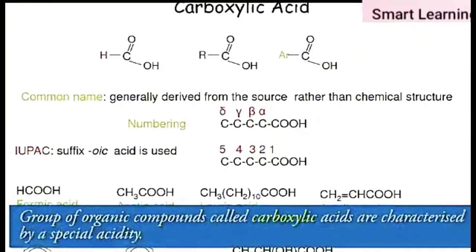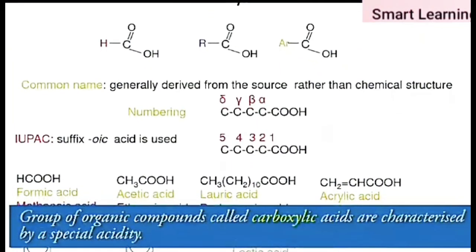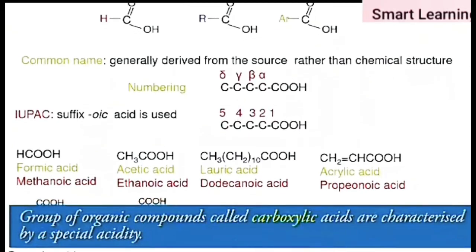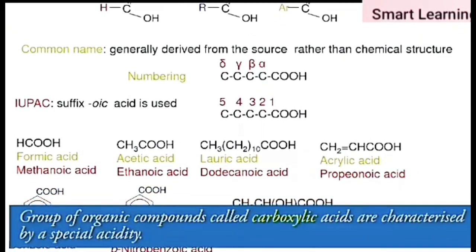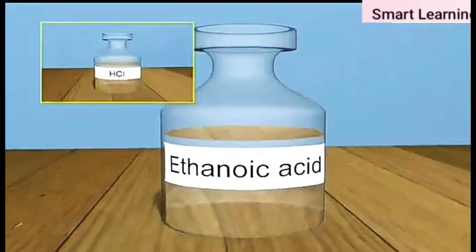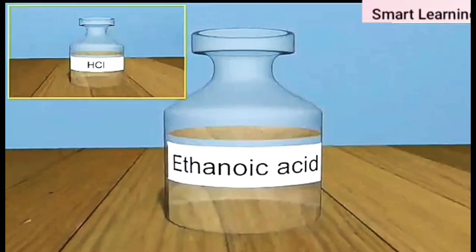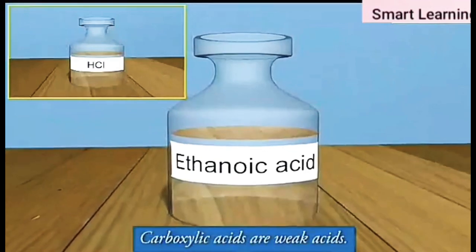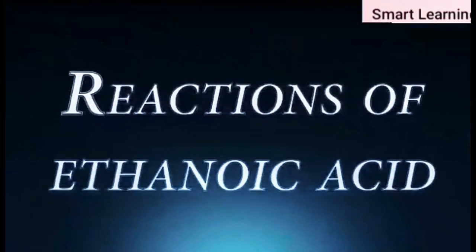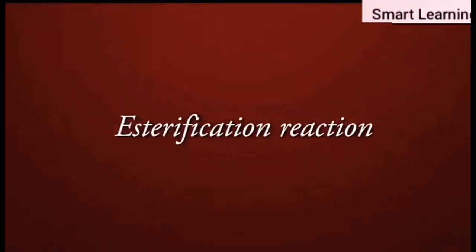The group of organic compounds called carboxylic acids are obviously characterized by a special acidity. However, unlike mineral acids like HCl, which are completely ionized, carboxylic acids are weak acids. Reactions of ethanoic acid. Esterification reaction.